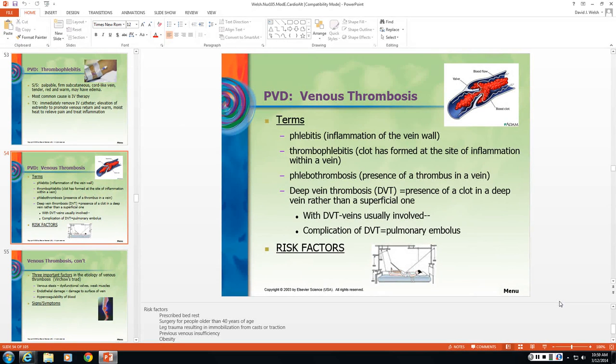A lot of older adults having knee surgeries, hip replacement, or knee replacement surgeries are going to be at great risk. Any kind of previous venous insufficiency, as well as obesity, also the use of oral contraceptives. These are all going to put them at risk for thrombosis.